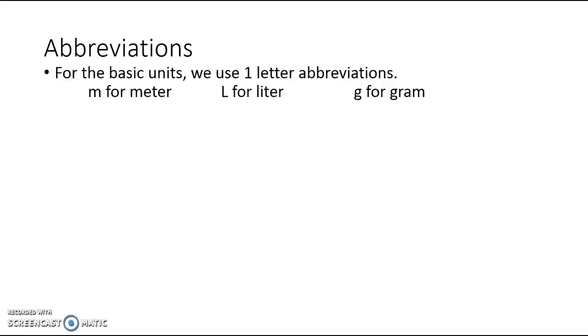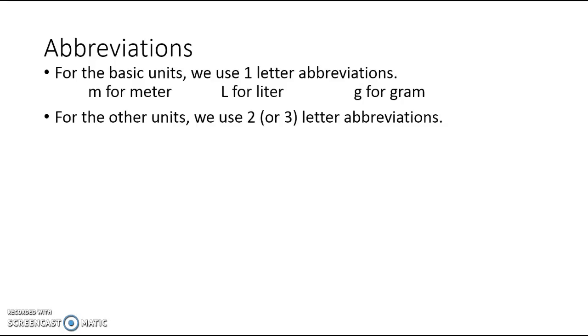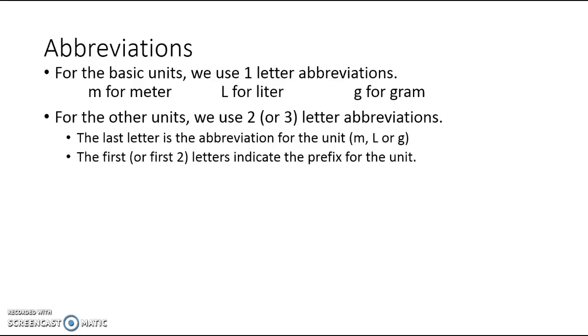Now, writing out all these names with prefixes would be quite long, so we've created some abbreviations that we can use. For the basic units, we use a 1-letter abbreviation, M for meters, L for liters, and we use a capital L so that it's not confused with a 1 when we handwrite it, and then G for grams. The other units use a 2- or 3-letter abbreviation. The last letter in the abbreviation is for the unit and will be an M, an L, or a G. The first 2 letters of the abbreviation indicate the prefix that is on the unit.